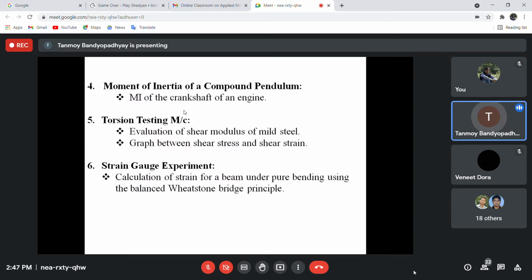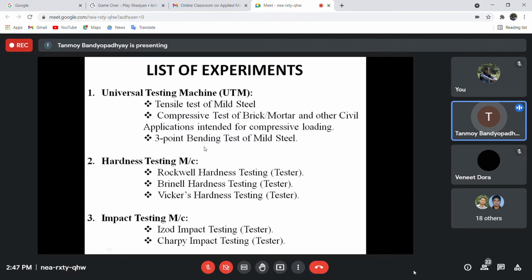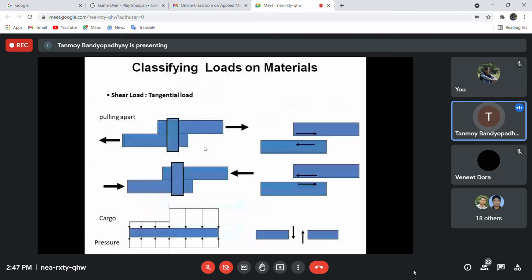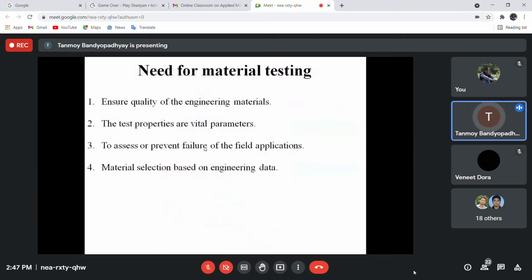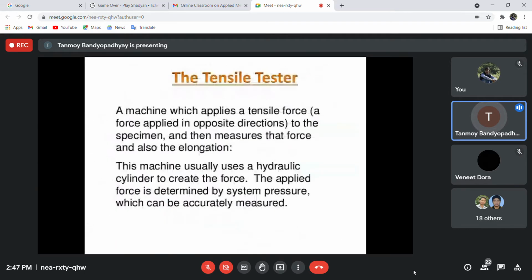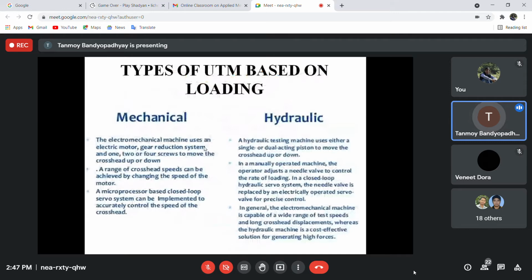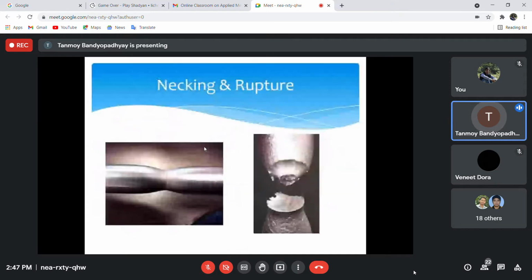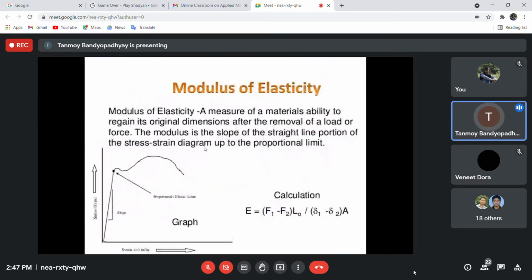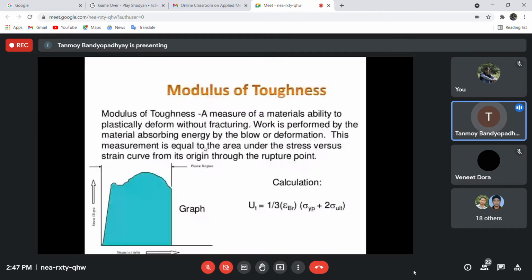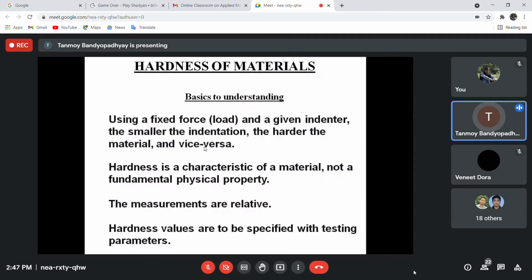Today we will be starting with the hardness testing machine, and as I discussed, after the class I will be sending you the videography of the same. You can go through the experiment, and in the next class we will have a discussion on the experiment part. Today's class will be a discussion on the basics of hardness testing. So what is the hardness of a material and all those things we will be discussing today.